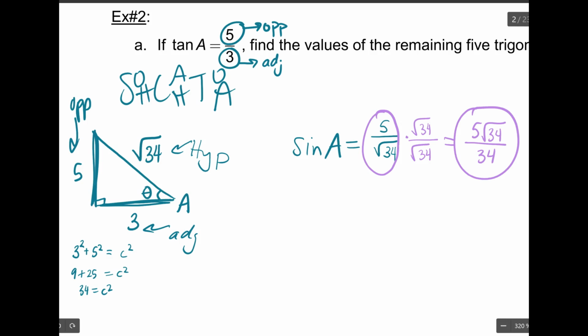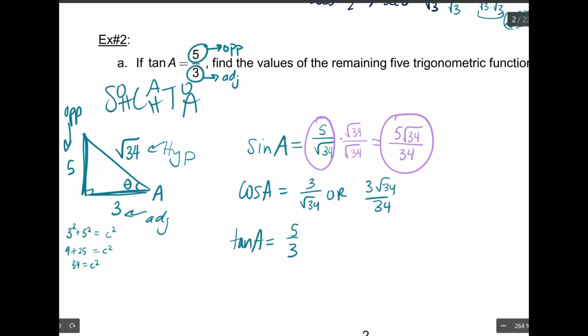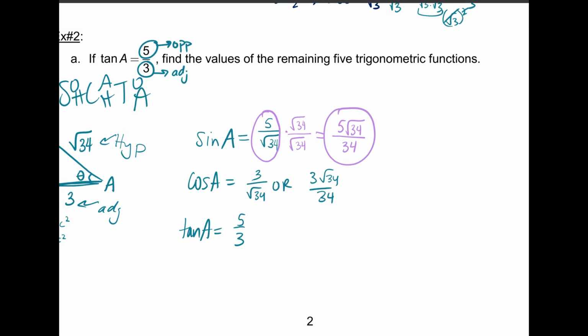So cosine of A, so let's continue. Cosine is adjacent over hypotenuse, so 3 over root 34, or you could say 3 root 34 over 34. Tangent, opposite over adjacent. Oh my god, they already told us it's 5/3. Surprise. I just wrote it anyway because I'm trying to find the 5 remaining trig functions, and as we've been doing so far, I find sine, cosine, tangent, and then flip them. Find the reciprocals for my reciprocal functions.